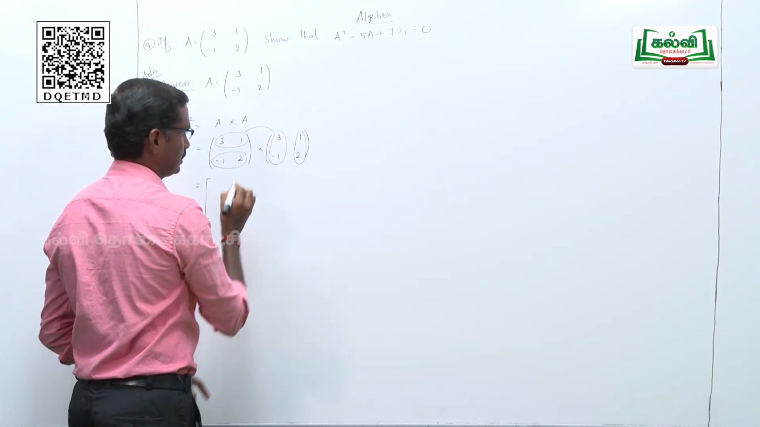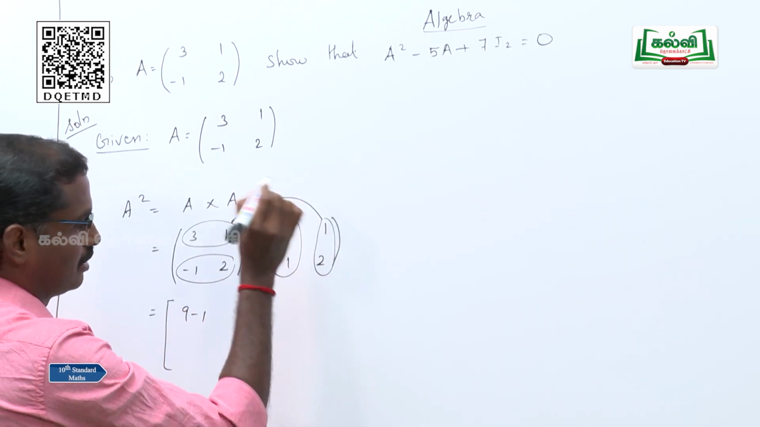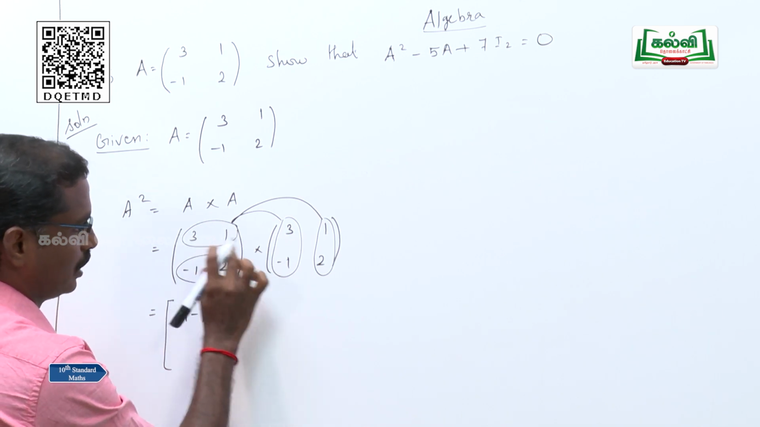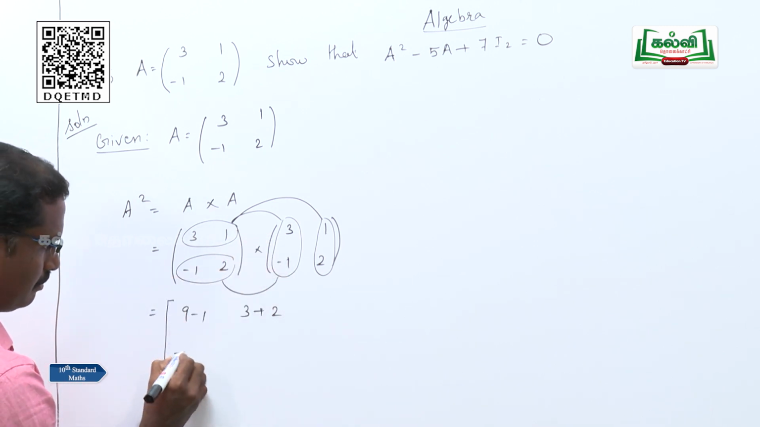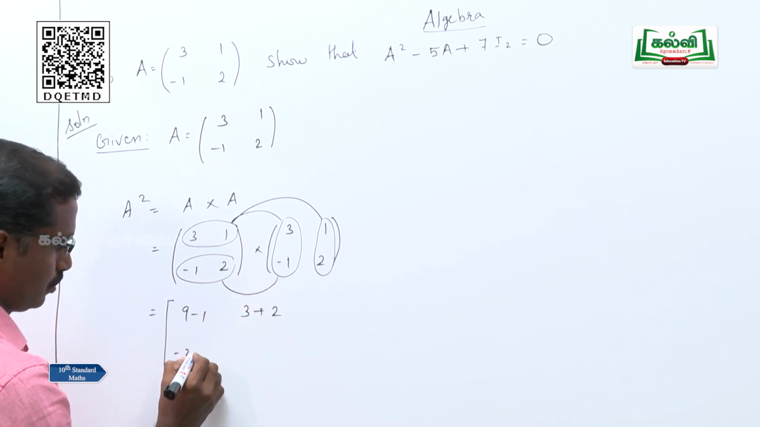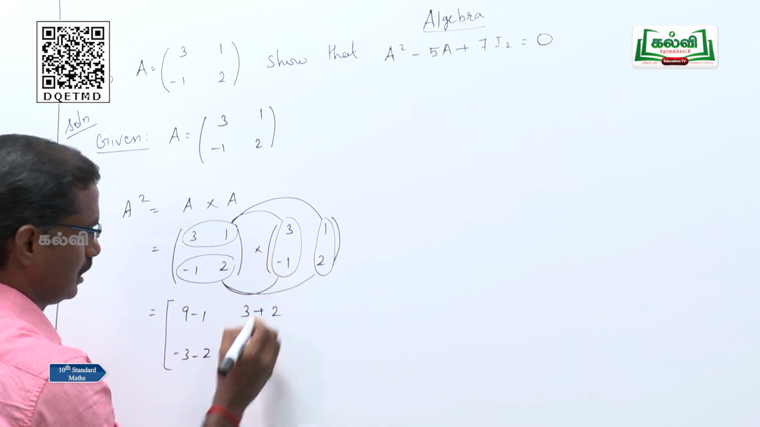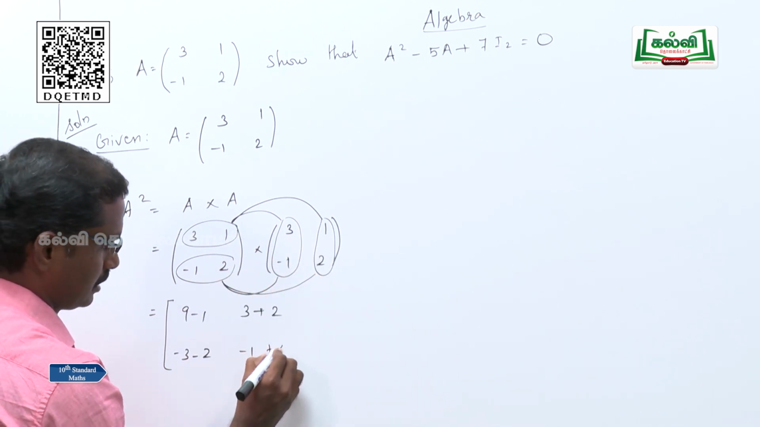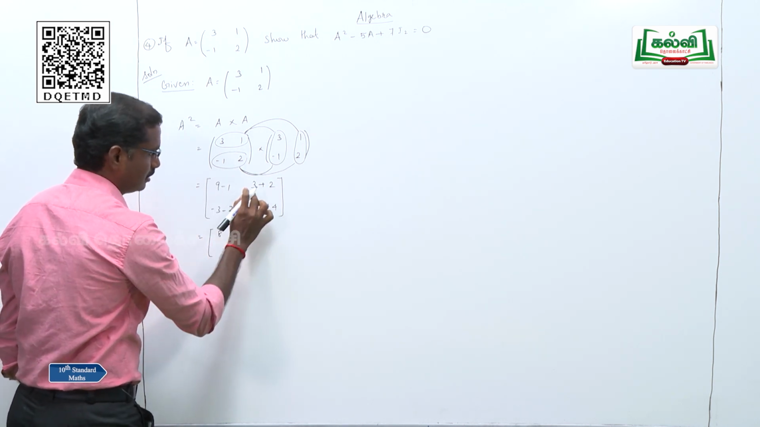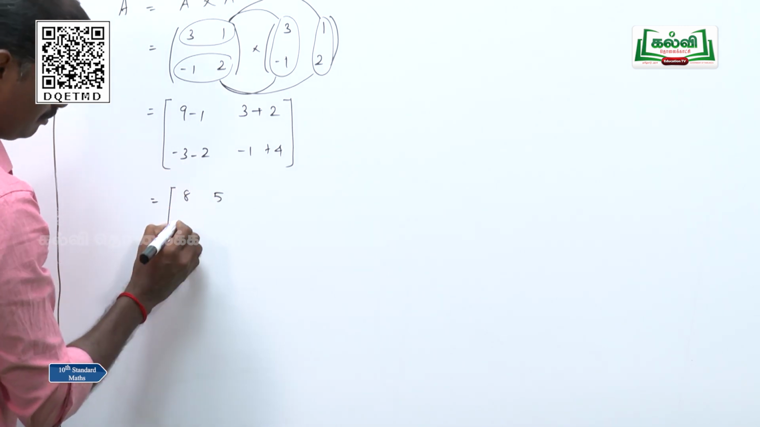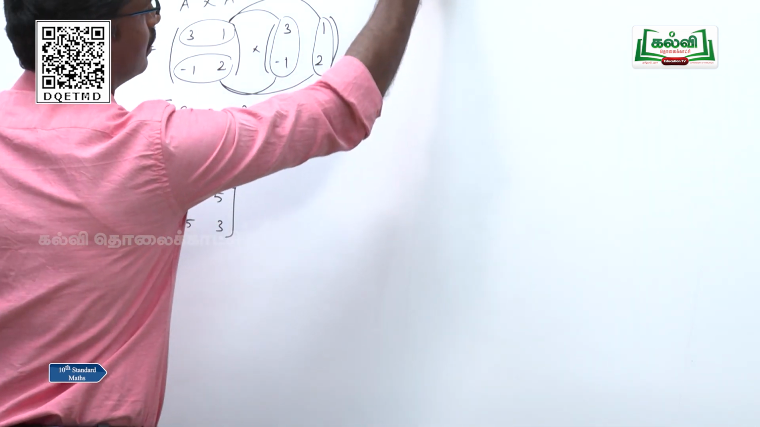First product, first row first column: 3 3s are 9, 1 minus 1s are minus 1. First row second column: 3 1s are 3, 1 2s are 2. Second row first column: 1 minus 3s are minus 3, 2 minus 1s are minus 2. Second row second column: minus 1 1s are minus 1, 2 2s are plus 4. So you can simplify: 9 minus 1, 8, 3 plus 2, 5, minus 3 minus 2, minus 5, minus 1 plus 4, 3. Next we have to find 5A.